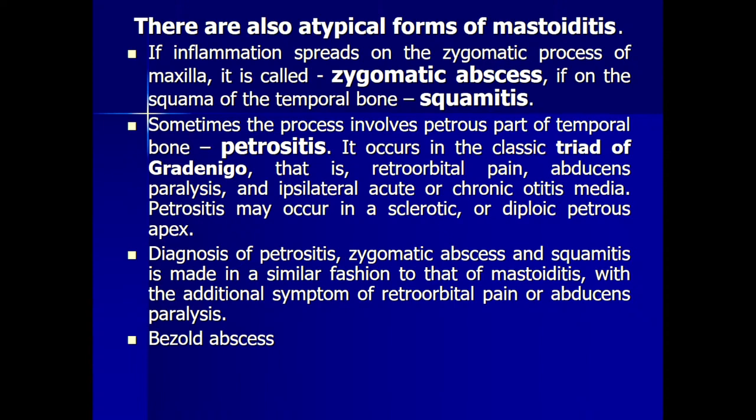Sometimes the process involves the petrosus part of the temporal bone and leads to petrositis. It occurs in the classic triad of Gradenigo, that is, retroorbital pain, abducens paralysis, and ipsilateral acute or chronic otitis media. Petrositis may occur in a sclerotic or diploic petrosus apex. Diagnosis of petrositis, zygomatic abscess, and squamitis is made in a similar fashion to that of mastoiditis, with the additional symptoms of retroorbital pain or abducens paralysis.